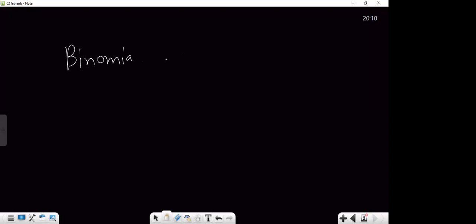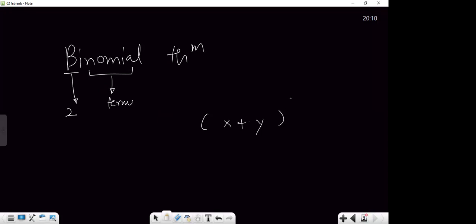Binomial theorem. Nomial here means term, and bi means two. So we're discussing the theorem which is related to two terms raised to some power. Let's say its first term is x, another term is y. There's some power. We'll be expanding this expression using the binomial theorem.